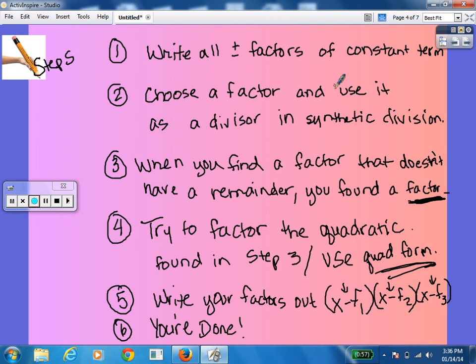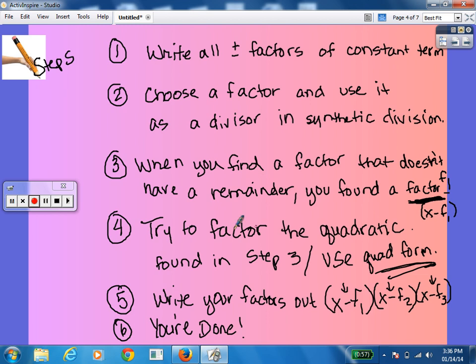Then choose a factor, use it as the divisor in the synthetic division, and use the function you were given as the problem you start off with. This is why we learn synthetic division. When you finally find a factor that doesn't have a remainder, you found factor number 1. Remember, it's x minus factor number 1. So if it's a 1, it's minus 1. If it's a negative 1, minus a negative 1 means plus 1. So it's always the opposite number.